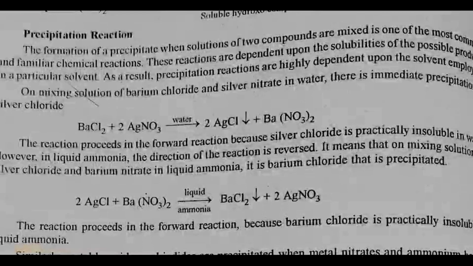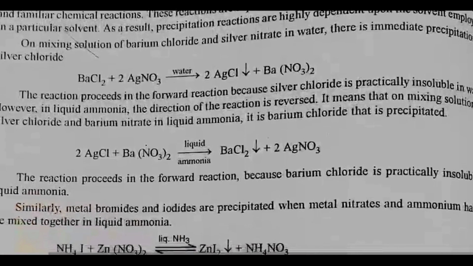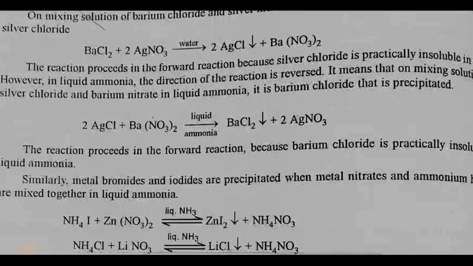On mixing solutions of barium chloride and silver nitrate in water, there is immediate precipitation of silver chloride. The reaction proceeds in the forward direction because silver chloride is practically insoluble in water. However, in liquid ammonia the direction of the reaction is reversed.